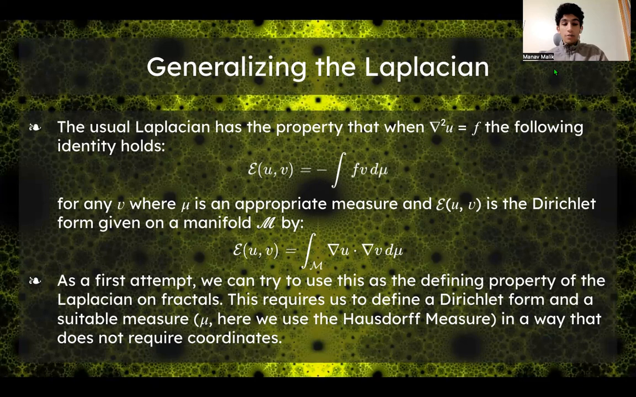So in our first attempt, we can try to use this as the defining property of the Laplacian on fractals. And this would, of course, require us to define a Dirichlet form and a suitable measure. Here, we're going to use the Hausdorff measure in a way that doesn't require coordinates.